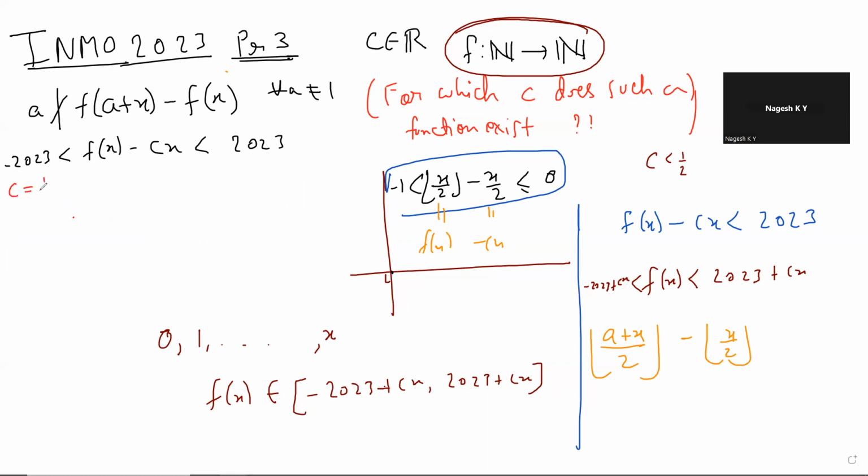So c equal to half works, and we know the function. Maybe we'll say it like this. We'll write the number and the function. Okay, this works. But if c equal to half works, can you build on that to get other values of c which work?